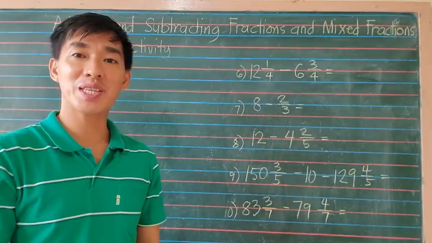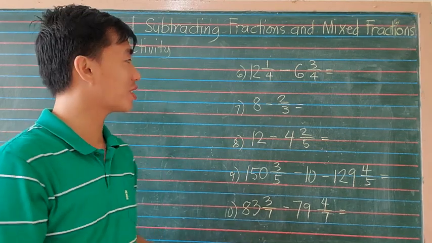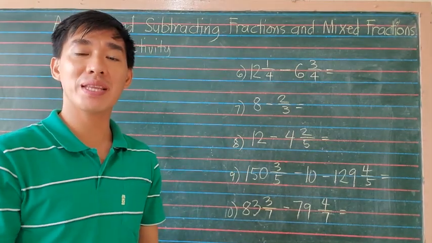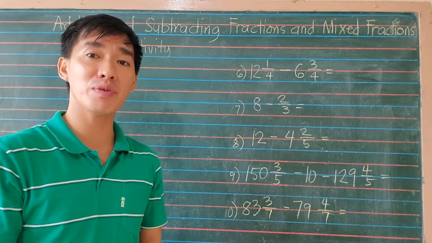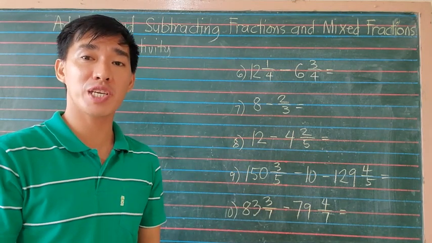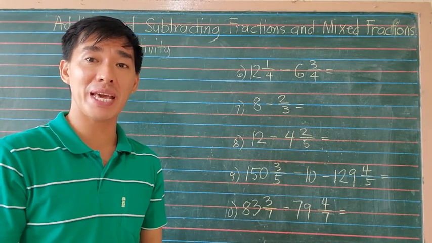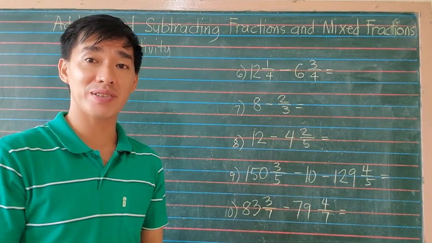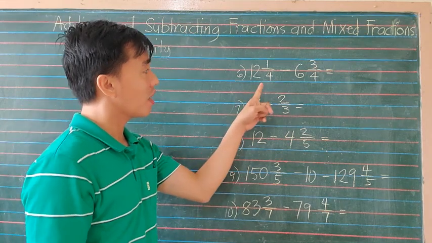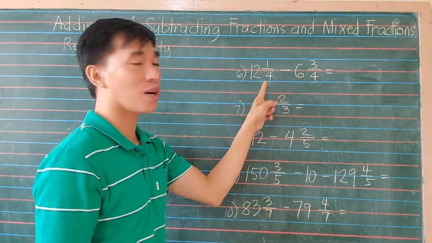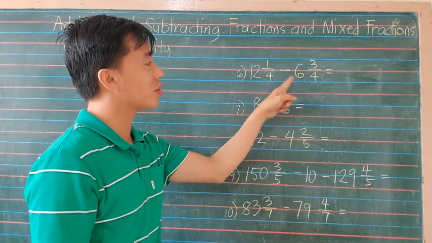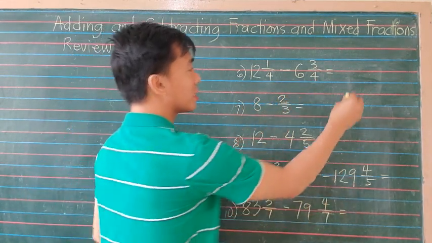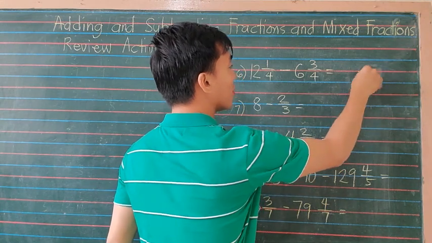Let us now proceed to subtracting of fractions here. Always remember that if we are subtracting fractions, we are also following the same rules as addition of fractions, which is we need to copy the common denominator and subtract the numerators. Now in this case, we have common denominator, so similar fractions po sila. So that would be easier to subtract because all we have to do is just copy the common denominator 4.